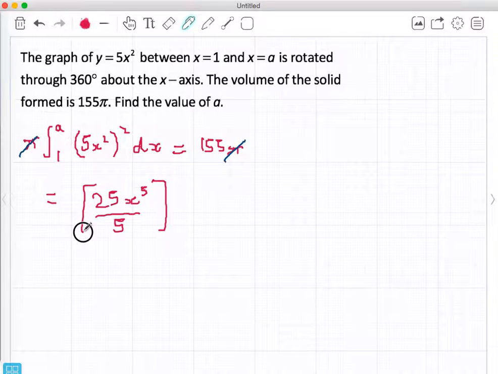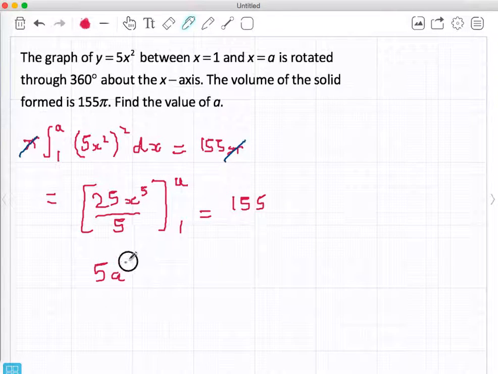Now we're going to use the square brackets. Remember, this is a non-calculator paper, so the numbers should be nice and easy to work with. I know that equals 155. So now I'm going to put a into here. So 25 divided by 5 is 5, so I'm going to have 5a to the power of 5 minus, 1 goes in here to give me 5 times 1 to the power of 5, which is just 5, equals 155.